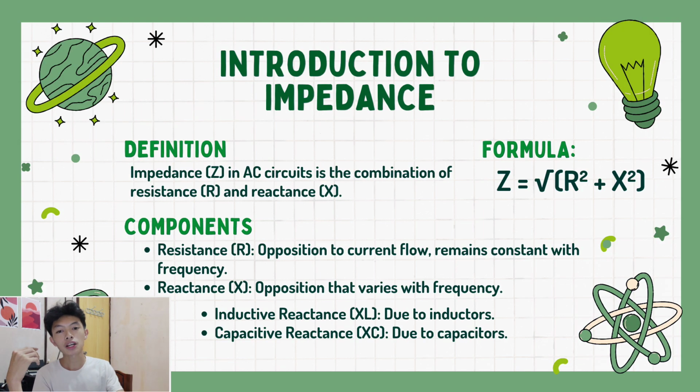Now let's have the introduction first to impedance. Impedance, by definition, in AC circuits is the combination of the resistance, represented as R, and reactance, represented as X. So first, let's talk about something called impedance. Impedance is a big word that tells us how much a circuit resists the flow of electricity. It is made up of two major parts: the resistance and the reactance.